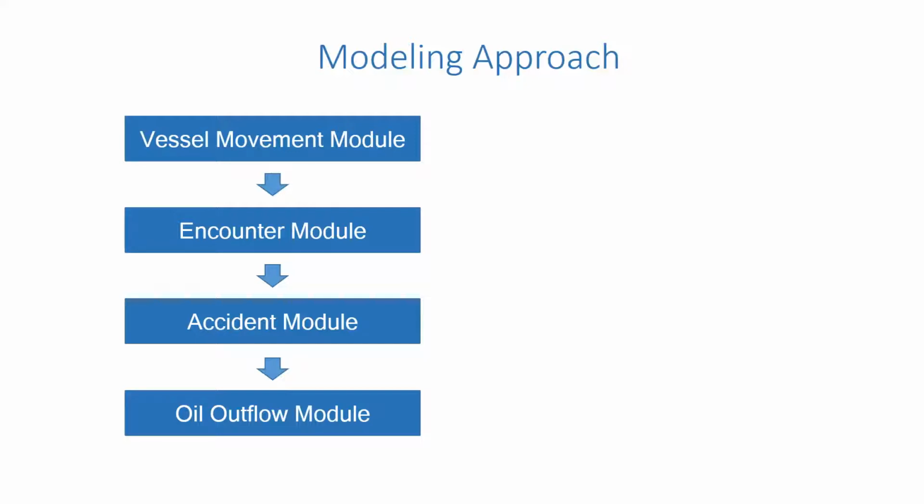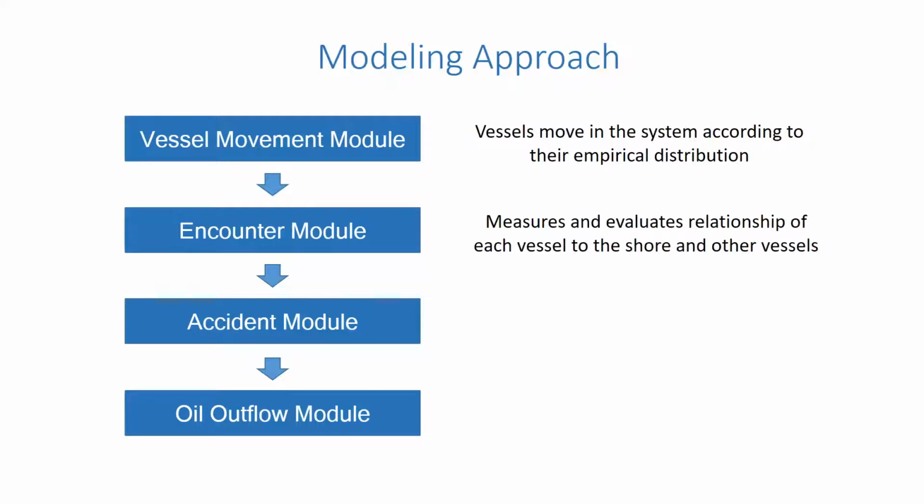Each module will deal with an element of determining oil spill risk. These elements include modeling vessel movements with the vessel movement module, then using the outputs to feed a vessel encounter module that measures and evaluates relationships between each vessel and the shore and other vessels. The accident module will evaluate situations for their potential to lead to accidents, and the oil outflow module will estimate spills from simulated accidents.